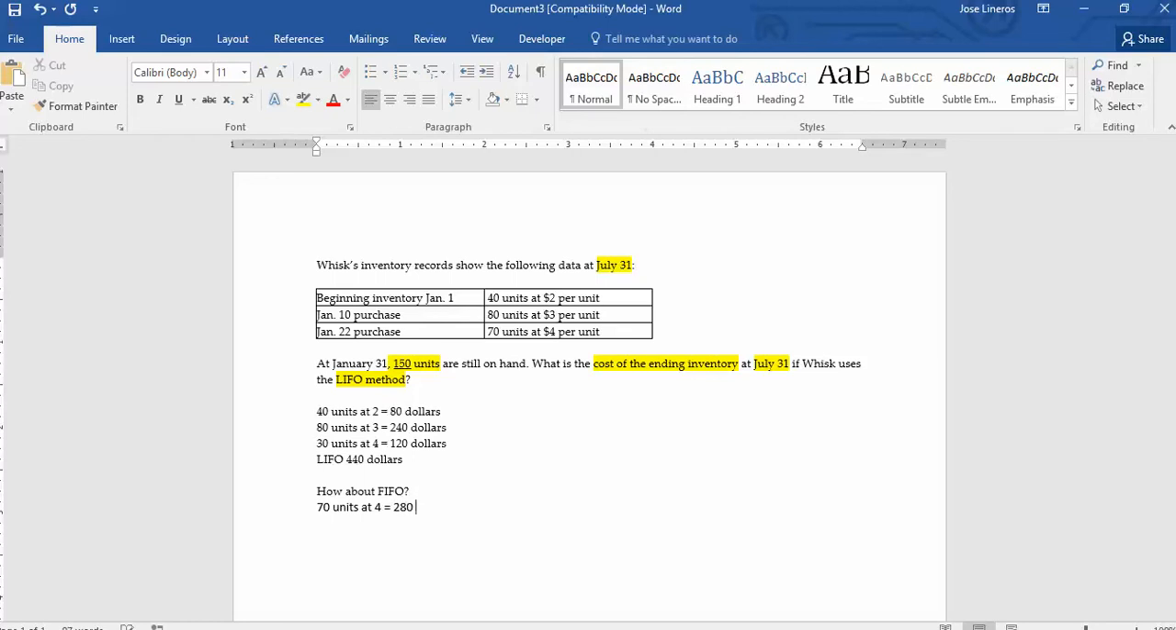It's $280. So we keep that, but that's not enough because 150 units need another 80. So we're going to keep 80 at 3, and you notice this is 240. So under FIFO, the total is 280 plus 240, which is 520. And both of these are ending inventory.